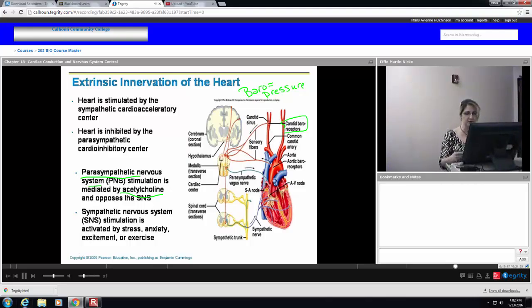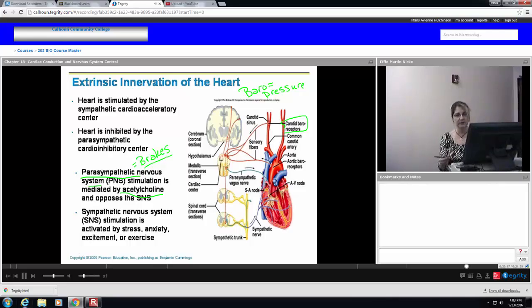So the parasympathetic fibers are the brakes of the cardiac conduction system. So when the parasympathetic nervous system is stimulated, then the heart is stimulated to slow that impulse conduction. It does so by changing the way that the cells are depolarized.